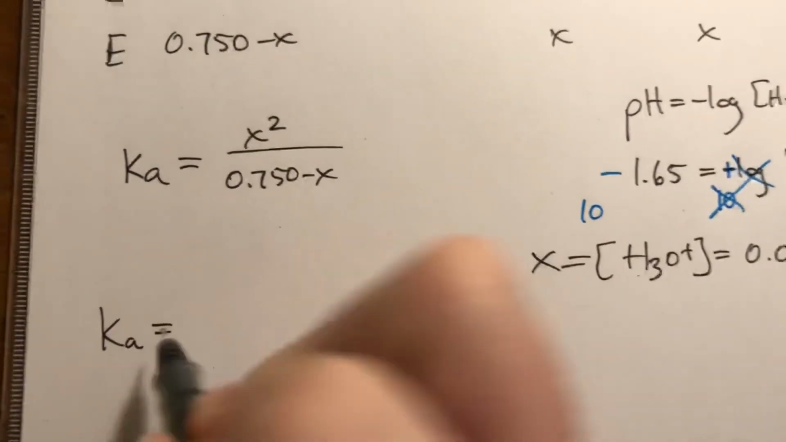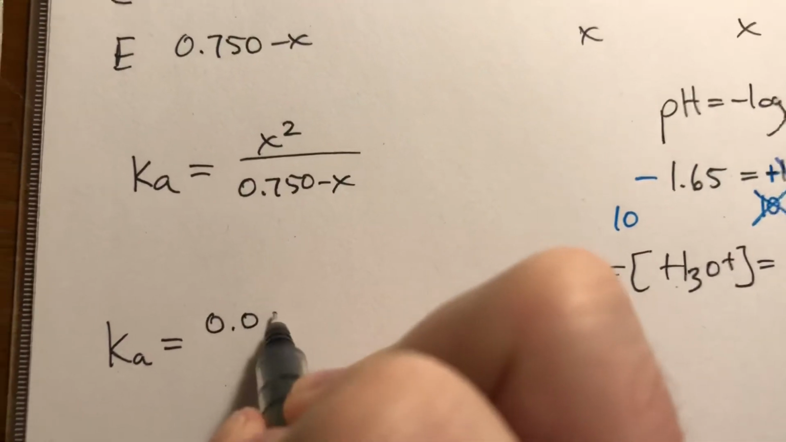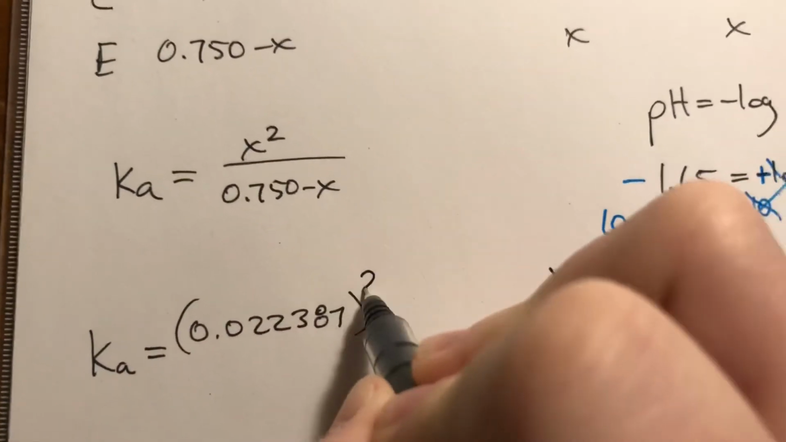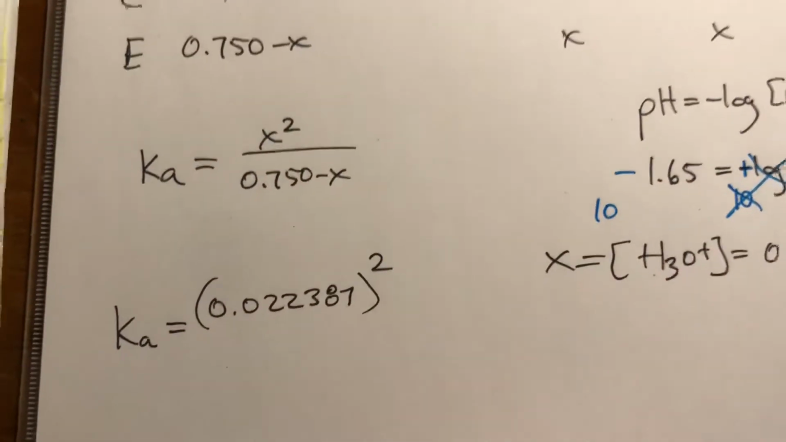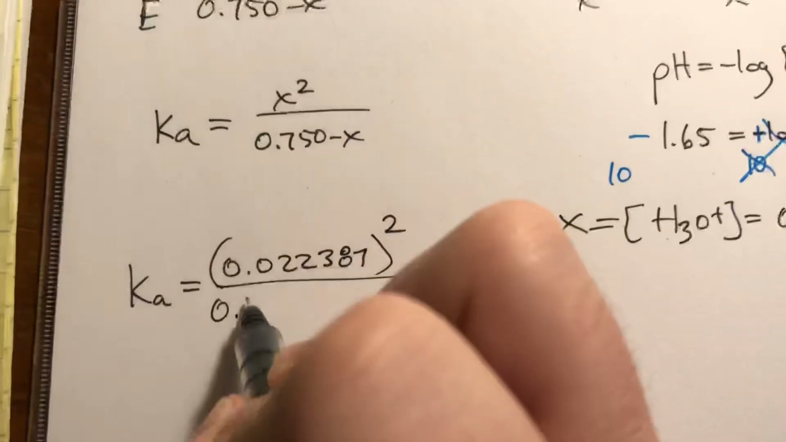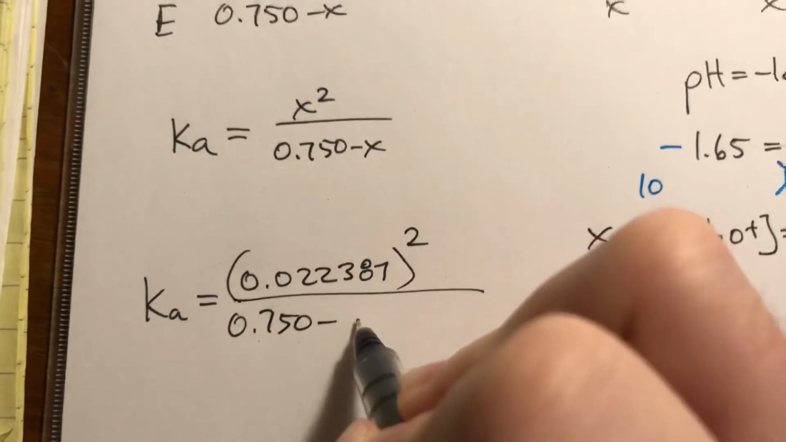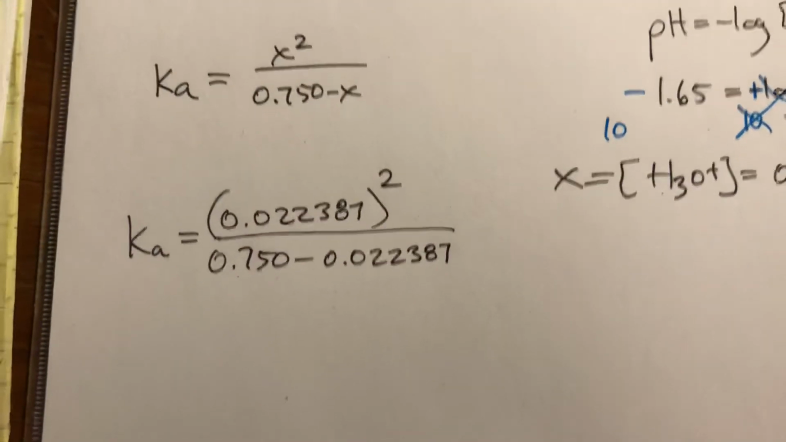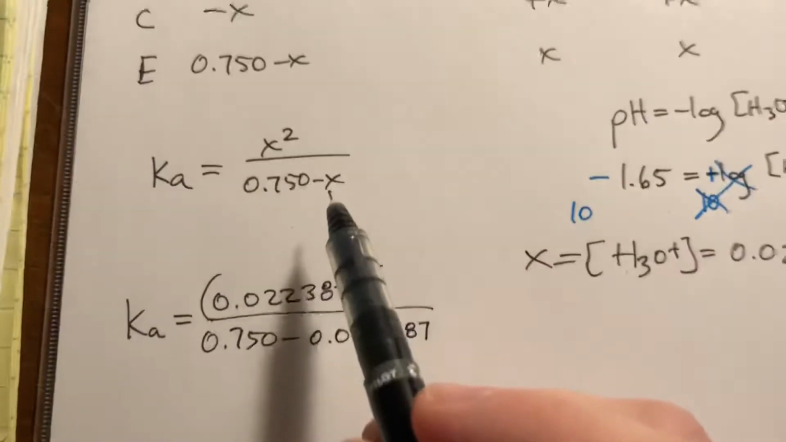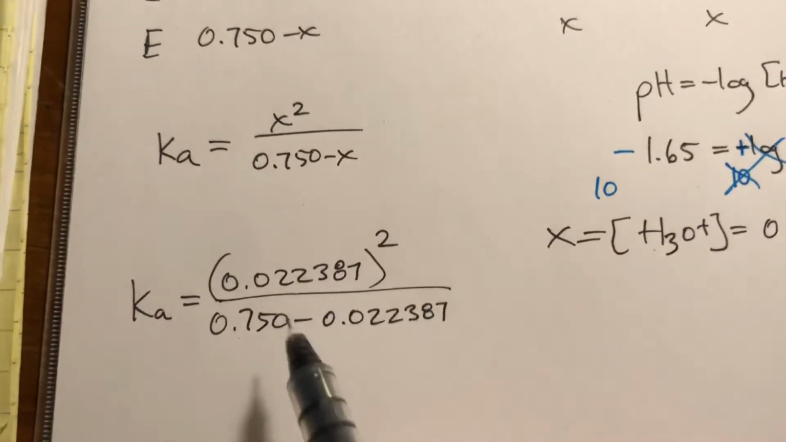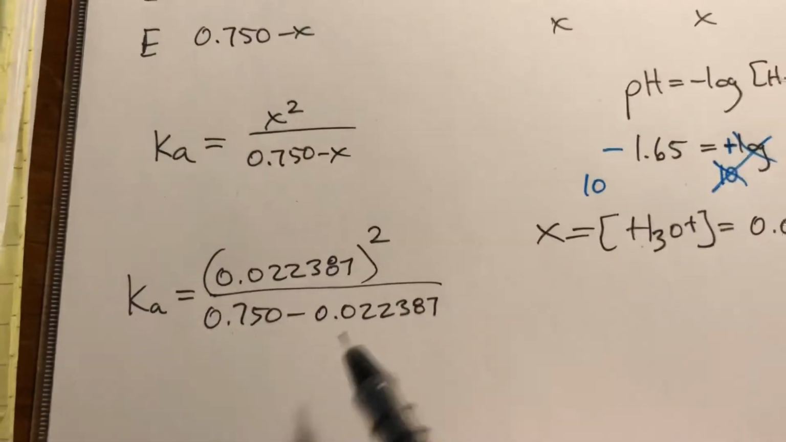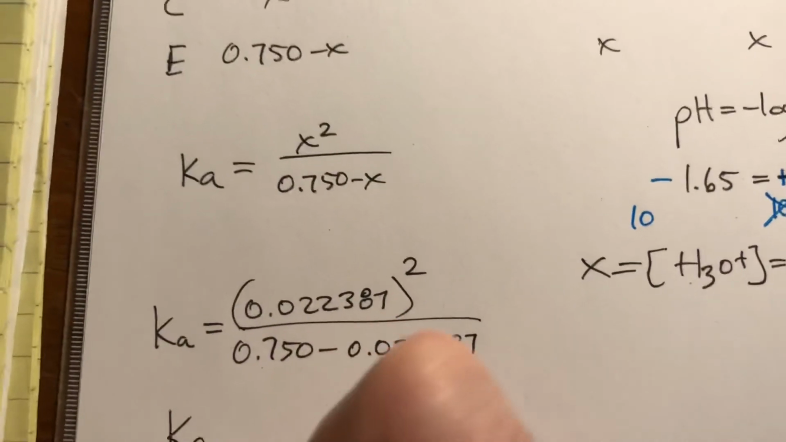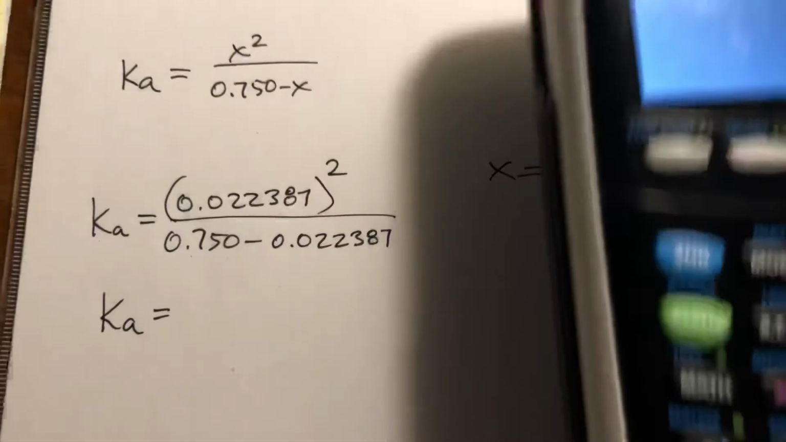So Ka is equal to 0.022387 squared, because x is squared there, divided by 0.750 minus 0.022387. The assumption was to get rid of this minus x at the bottom. It turns out it doesn't matter for this one because we're going to solve for x anyway, and it's just easy to subtract it off. So plugging all of this in, see what happens.